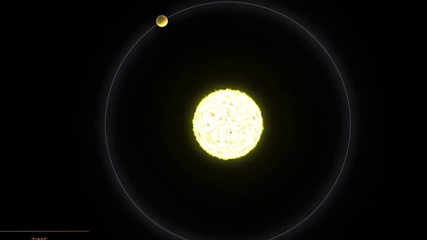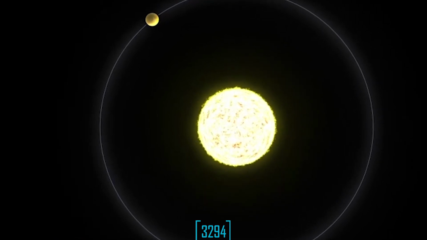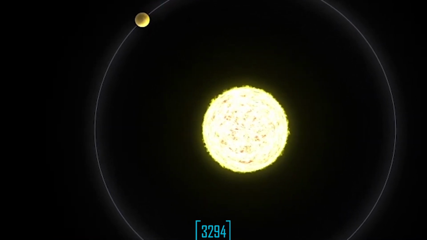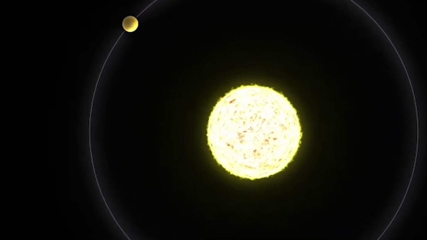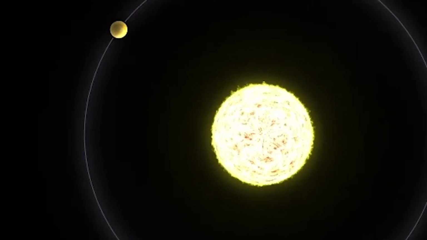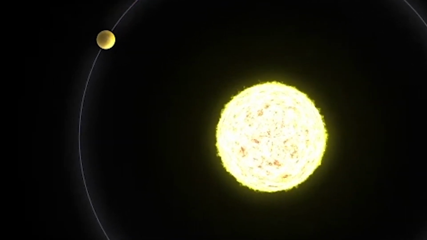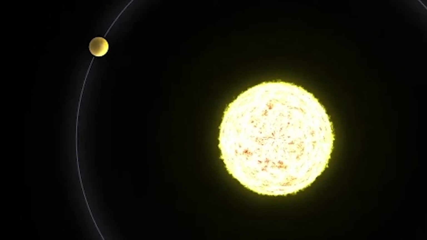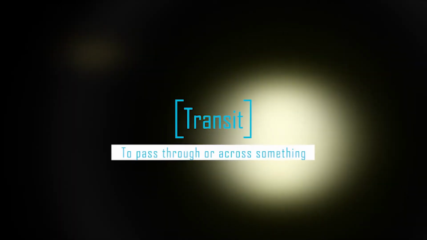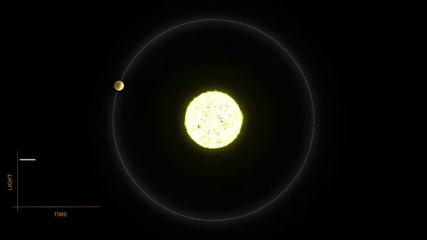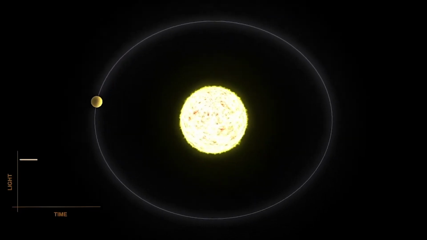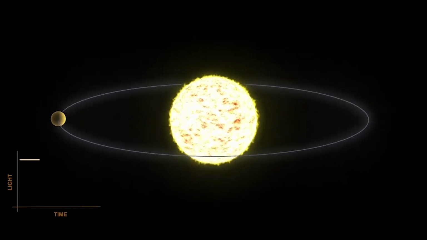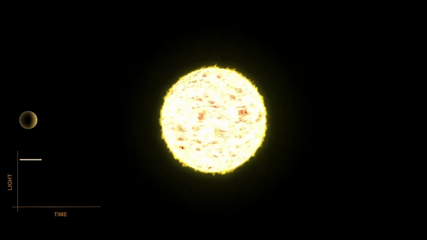Astronomers have detected 3,294 exoplanets using this method. So how exactly do scientists find exoplanets using this method? It's relevant to mention that the word transit means to pass through or across something. And that is exactly what scientists look for. In this case, they look for a planet to pass across a star.